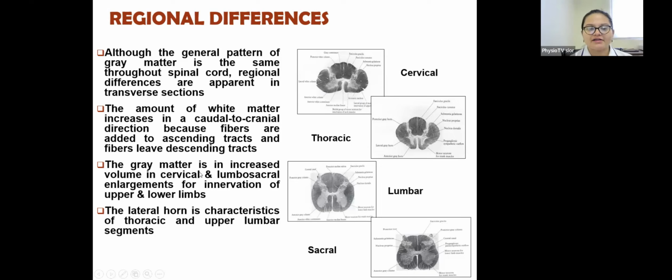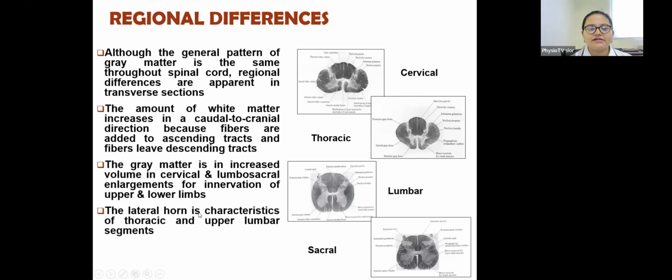Then the gray matter is increased in volume in the cervical and lumbosacral enlargements for innervation of the upper and lower limbs. The majority of the innervation in the entire body is in the upper limbs and the lower limbs. So as you can see, the gray matter in the cervical region is going to be more, and in the lumbar region is going to be more, because there are lots of muscles in the upper and lower limbs. So the amount of gray matter present in the cervical and lumbar enlargements is also going to be more.